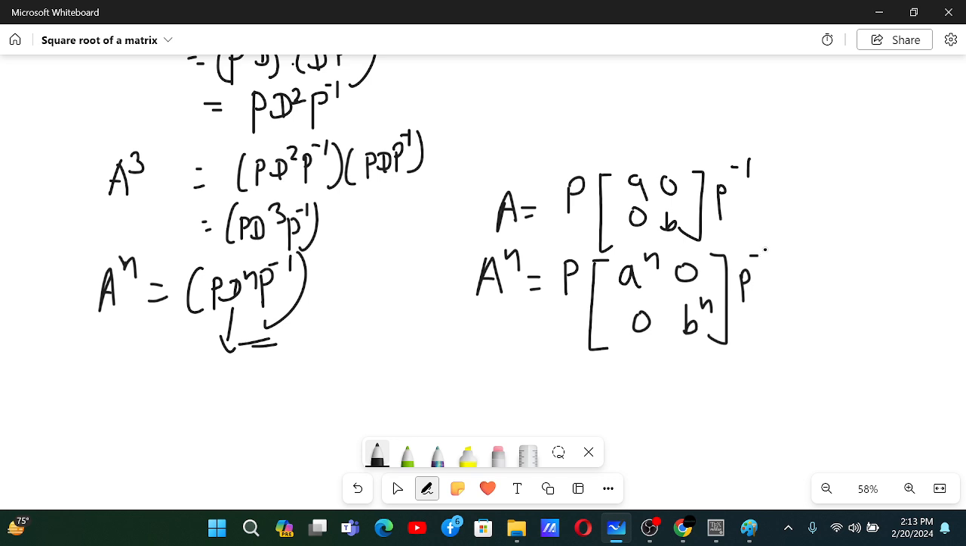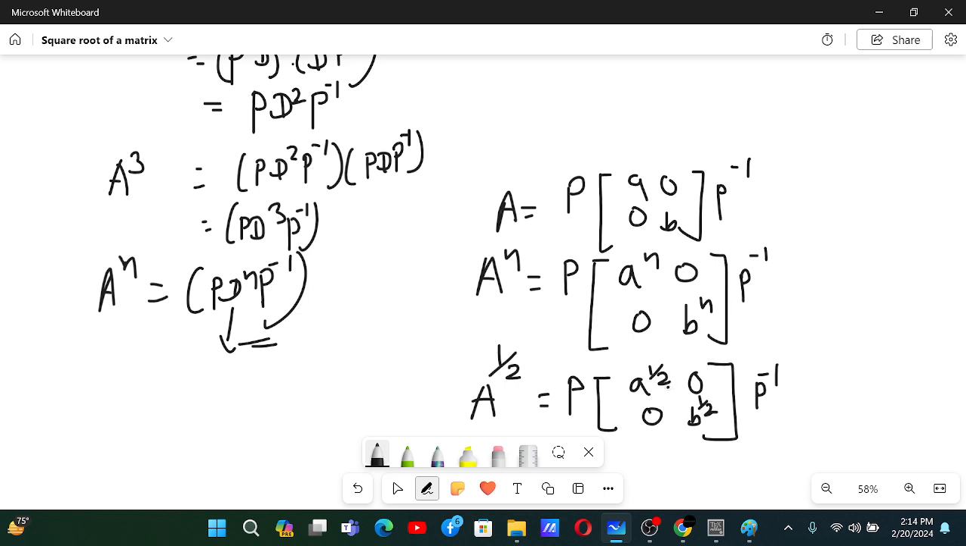Now we just derived the formula for n as an integer, but even if it was any other numbers other than integer, or any real number, we can still do the same thing. A to the power 1/2, 0, 0, B to the power 1/2, P inverse. So this is the main gist of how we are going to find the square root of a matrix. So I think you got the overall idea.